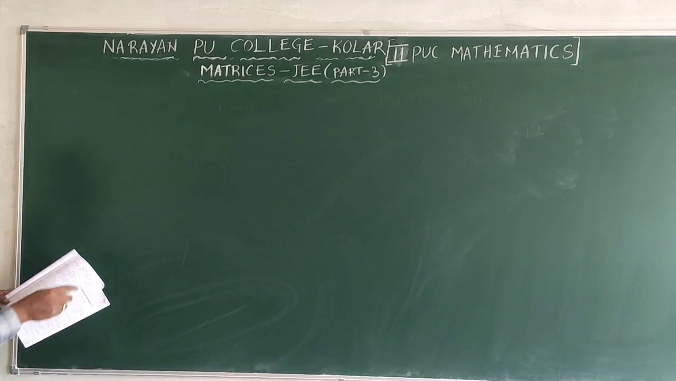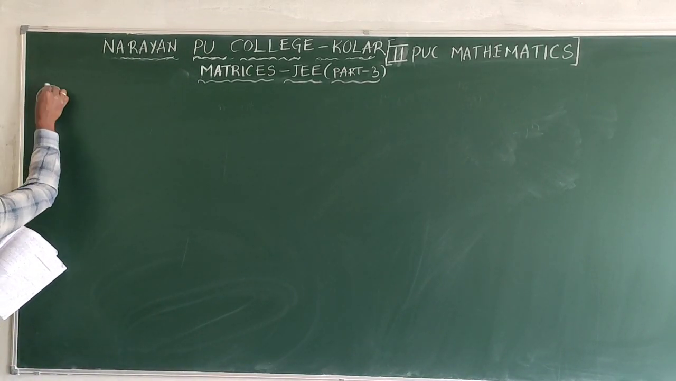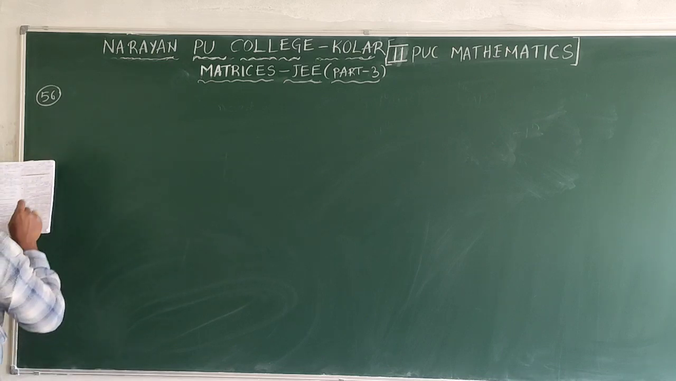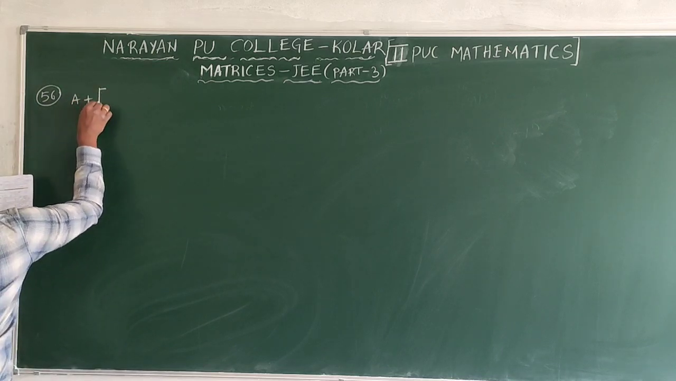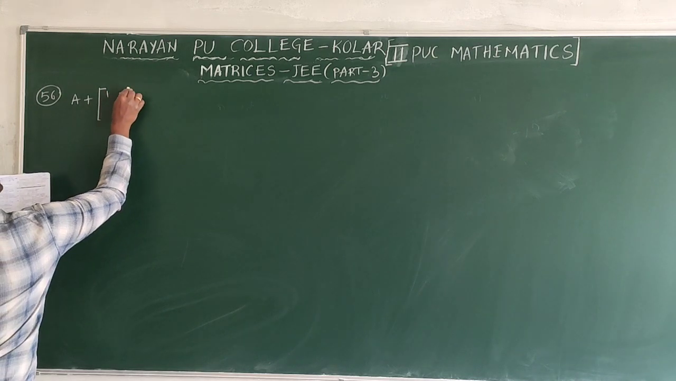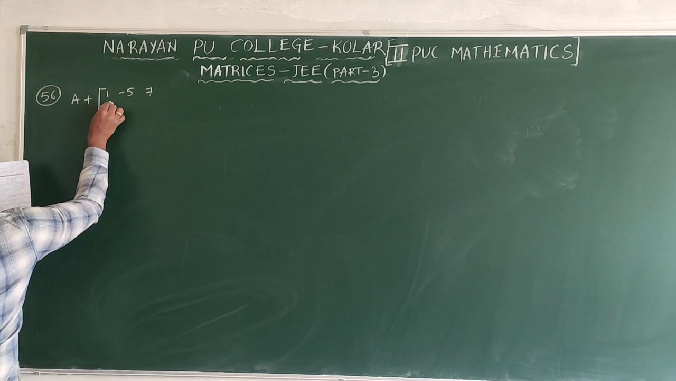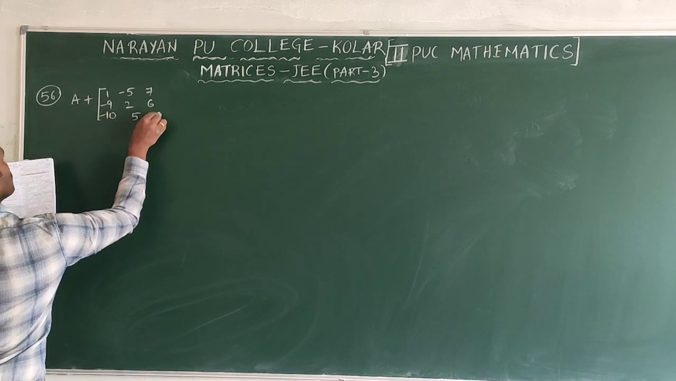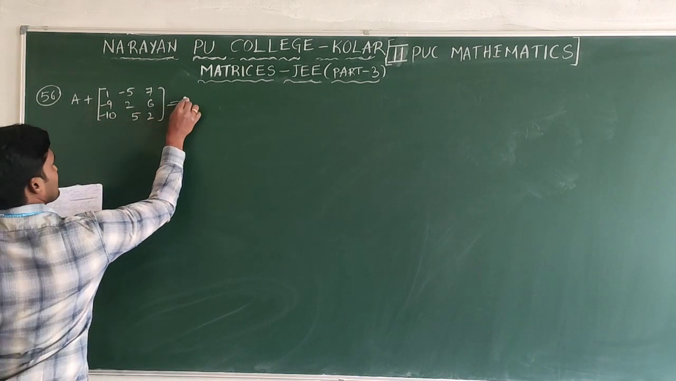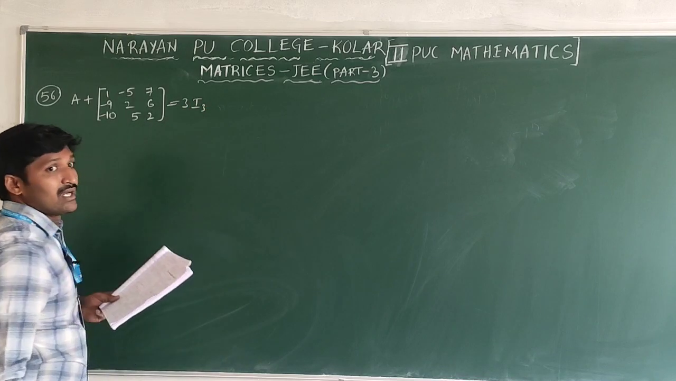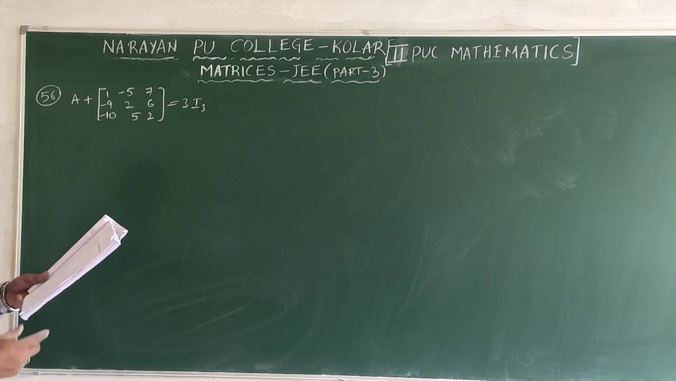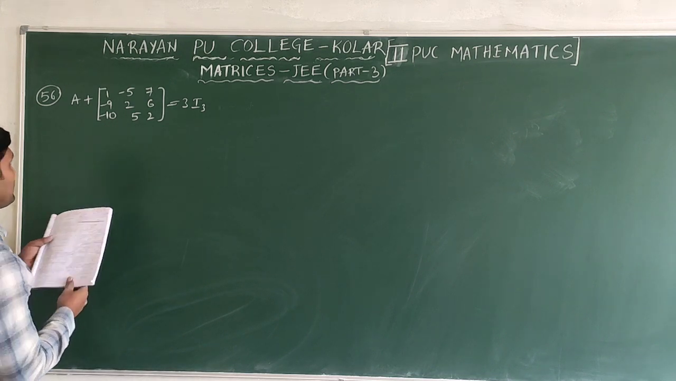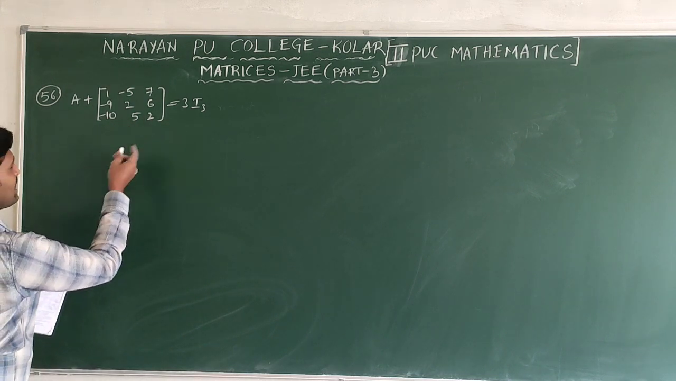Next, question number 56. If the sum of matrices A and one more matrix is given, 1 minus 5 7 minus 9 2 6 minus 10 5 2, it is clearly equal to 3 I3. I3 means third order identity matrix. And they have given the P matrix also. From this we need to find the A matrix.